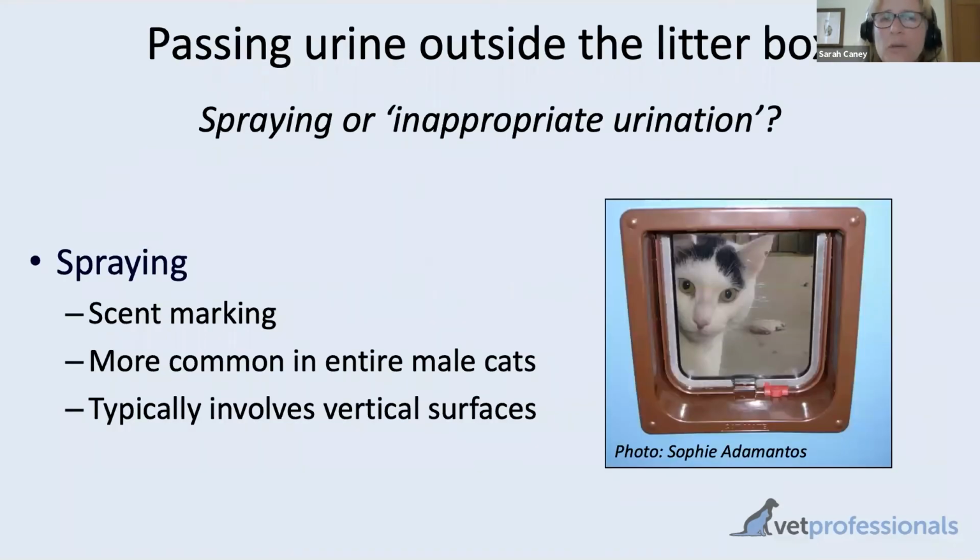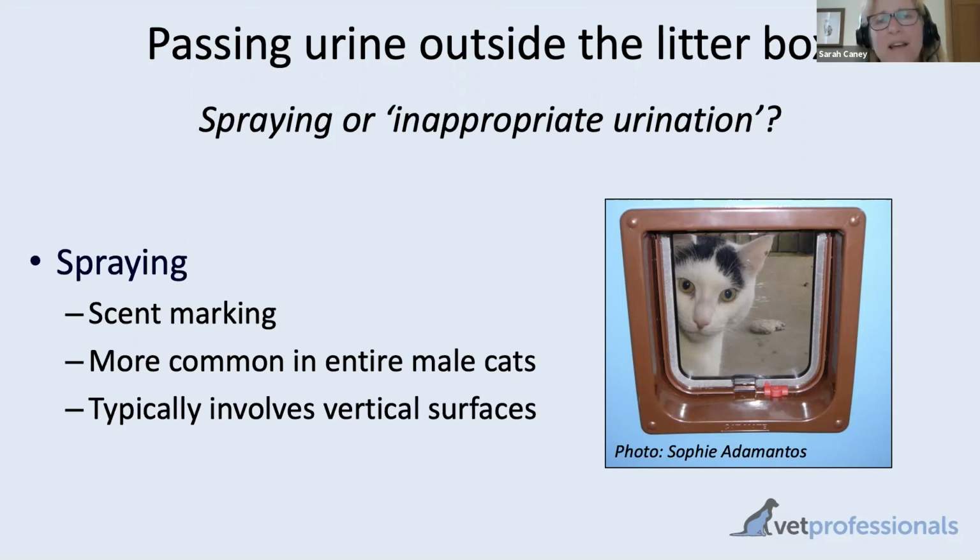I wanted to also mention a couple of other things that are linked to the urinary tract. So one of them is spraying. I'm going to talk more about what is often in the vet world called inappropriate urination. It's actually not a very good term. It means urinating outside the litter box. I'll cover that in a later session in this series. I think it's the third week, possibly the fourth week, that we talk about this.